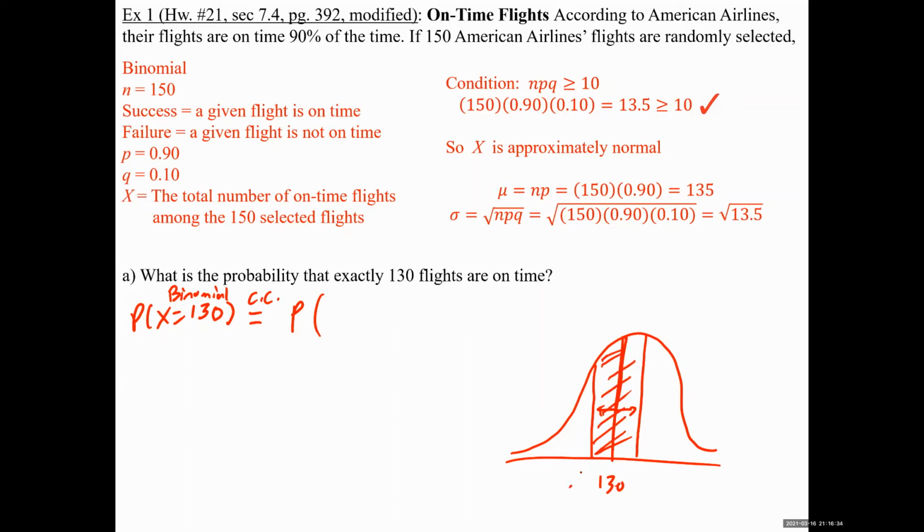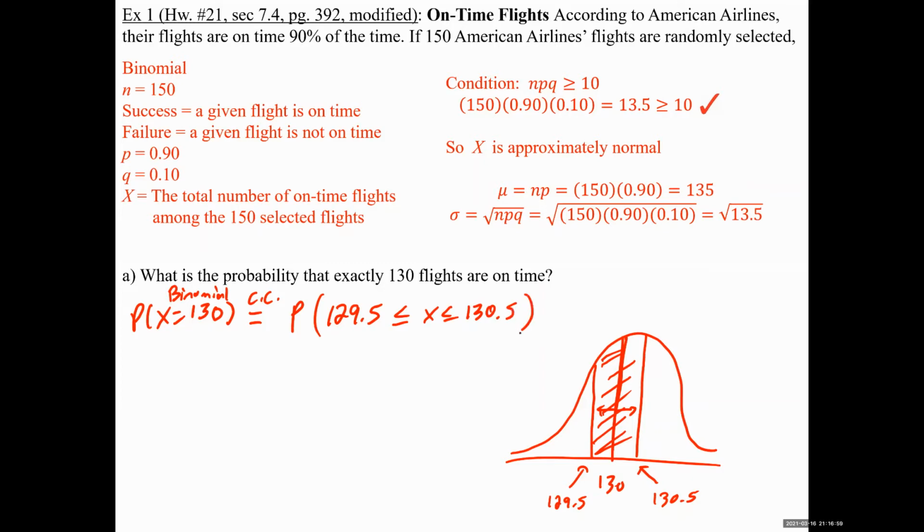Okay, so what's this number then? This number is going to be less than 130, and you're going to have to go down by half, so it's going to be 129.5. This number is going to be bigger than 130, and again, you're going to go up by 0.5. This is going to be 130.5. So an equal problem changes into a between problem: 129.5 ≤ x ≤ 130.5.